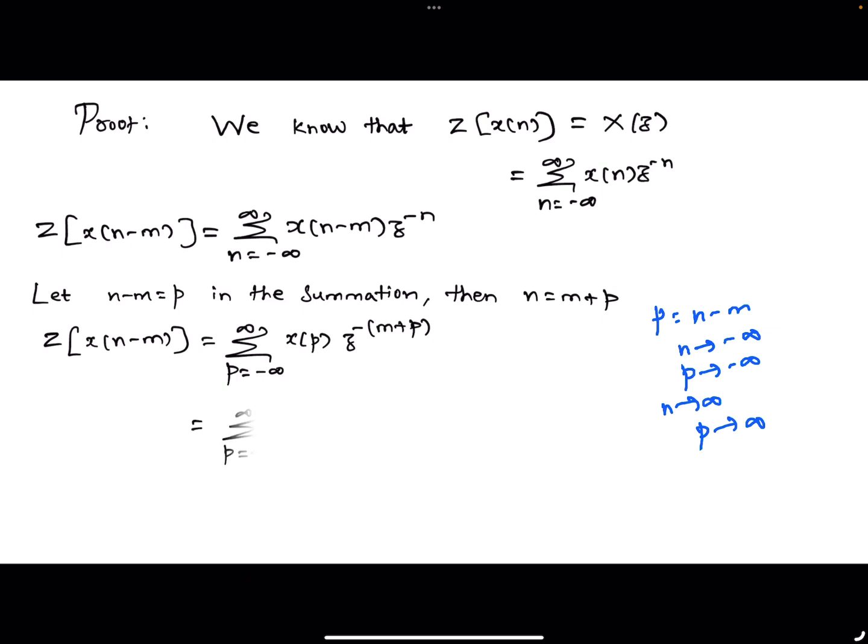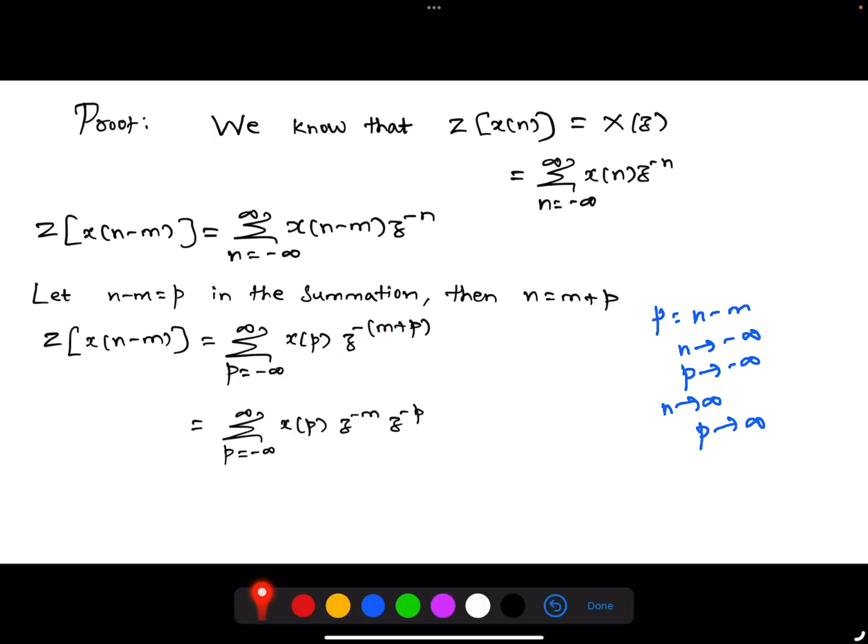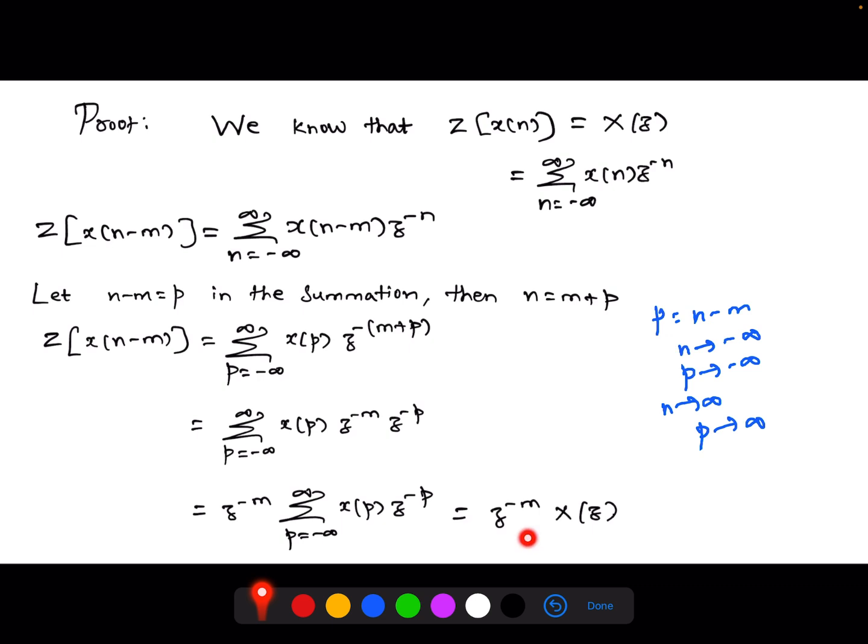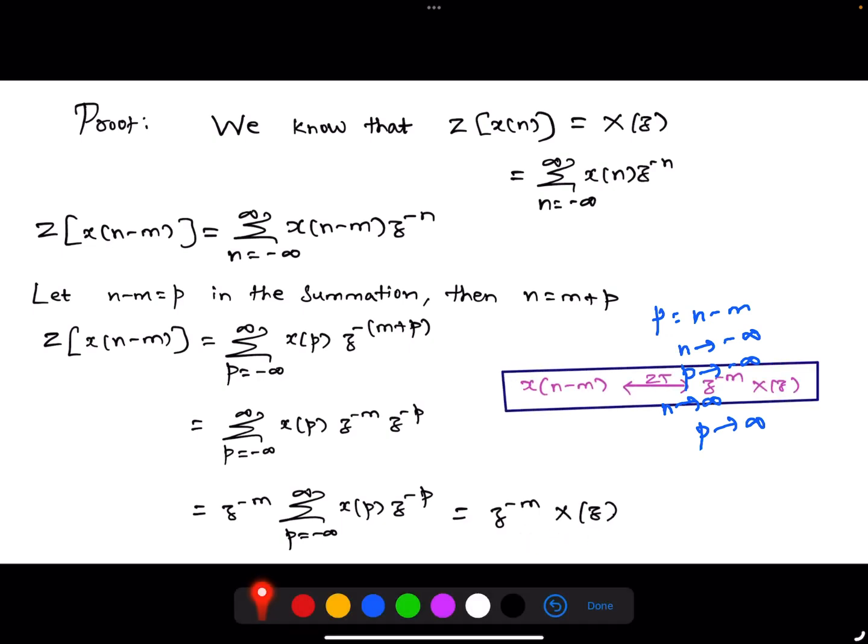So now the next step, we will try to take these powers and split them, z power minus m into z power minus p. Pulling out z power minus m will be the next step. We will have the summation, where p is running from minus infinity to plus infinity, of x of p and z power minus p. And what is this? This is nothing but the z transform. So we will get z power minus m into x of z. So this is the result which we need to prove. Z of x of n minus m is z power minus m into x of z.